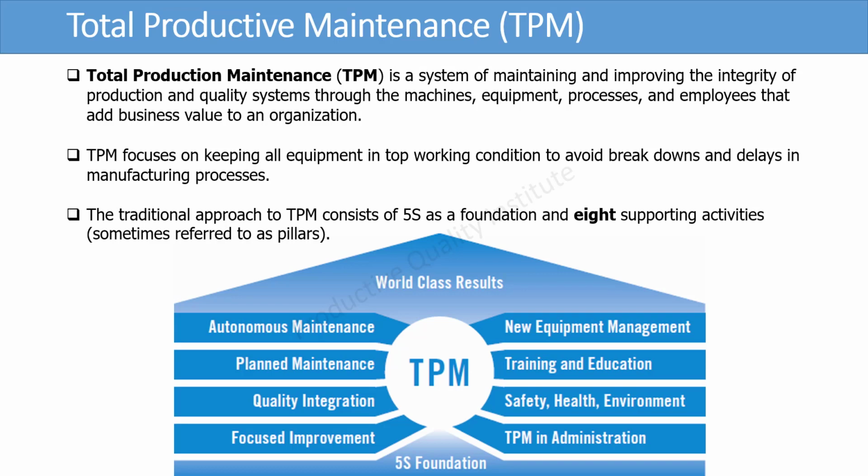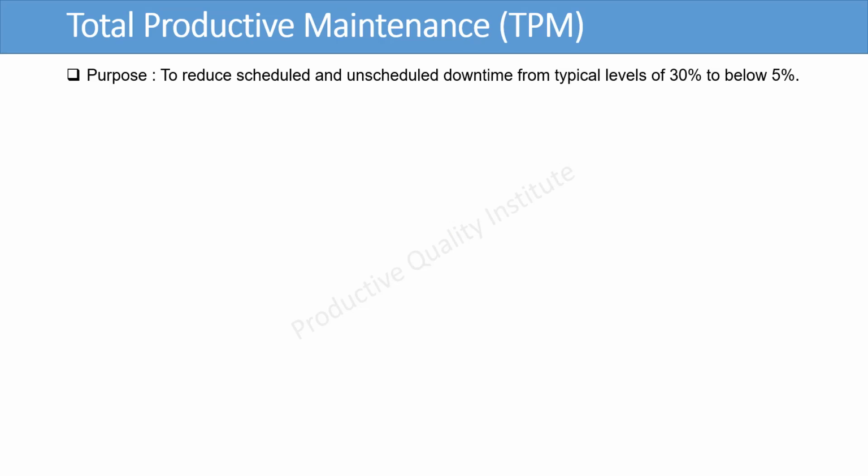Autonomous maintenance, planned maintenance, quality maintenance, focused improvement, early equipment management, training and education, safety, health and environment, TPM and administration. The purpose of TPM is to reduce scheduled and unscheduled downtime from typical levels of 30% to below 5%.